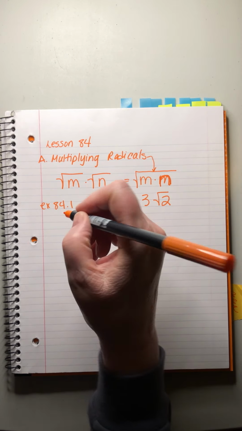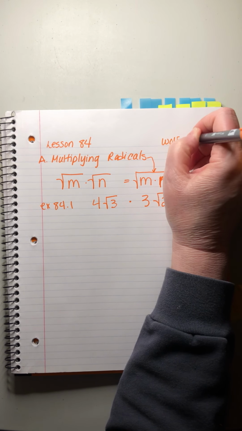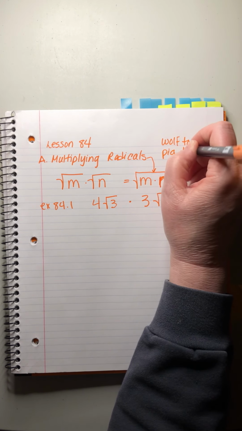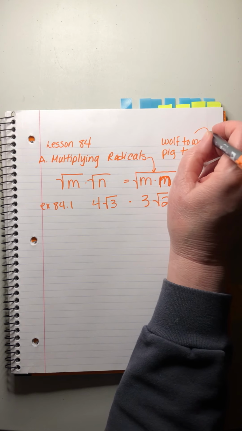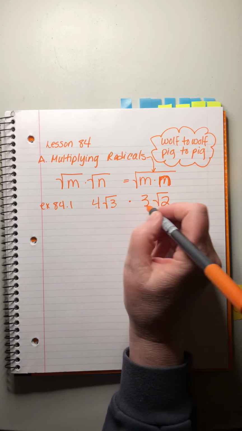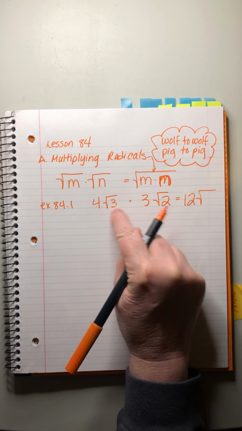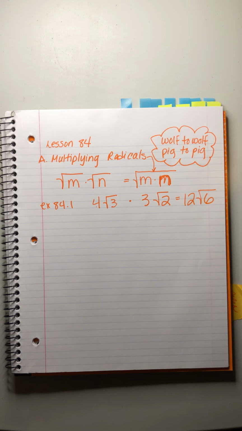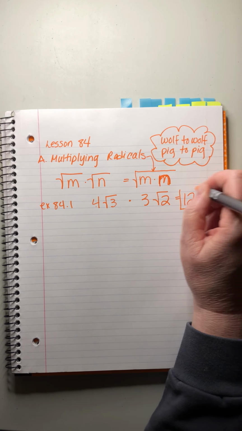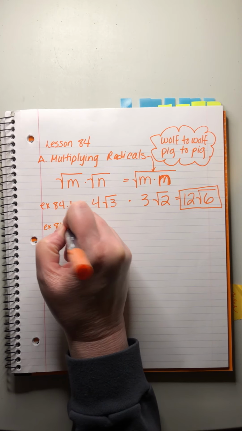But here's the rule for multiplying radicals. We multiply wolf to wolf and pig to pig. I'll show you what I mean. That sounds weird, but you'll remember. Wolf to wolf is 12. Pig to pig is 6. There's our answer. What? It really works, you guys. This wolf to wolf, pig to pig thing is going to stand you very well.